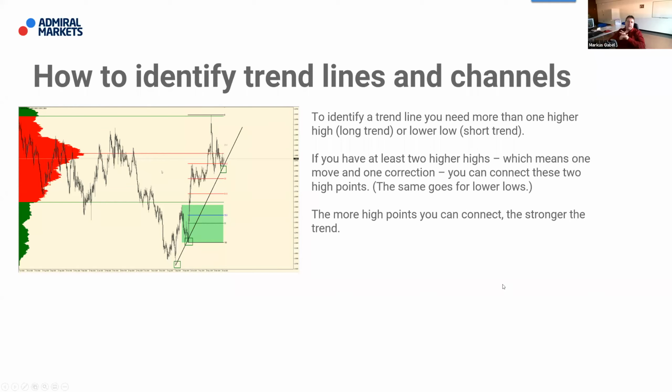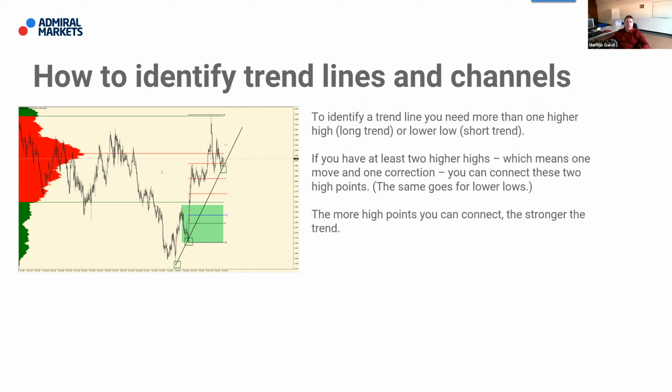So how do you identify trend lines and channels? To identify a trend line, you need more than one higher high, here on the left side, or a lower low if you have a short trend. So if you have at least two higher highs, which means one move and one correction, you can connect them with the trend line. You can see it here in the slide. These two high points, and of course the same goes for the lower lows in the other direction. The more high points you can connect, the stronger the trend and the older the trend, of course.